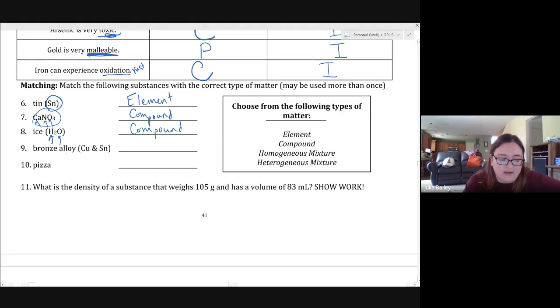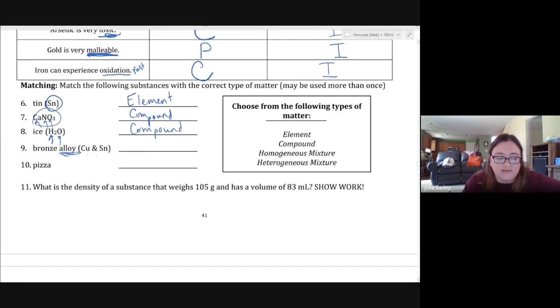Number 9 says bronze alloy, and then it mentions copper and tin, but it doesn't say CuSn together as a chemical formula. If it was written like that, that would make it a compound. But it's not written like that. It's written with just this and sign here because it's trying to tell you they're mixed together. So it's one of these mixtures. And again, we've talked about alloys as one of our vocabulary words. You should know that an alloy is a type of homogeneous mixture. I'm just going to abbreviate homog mix.